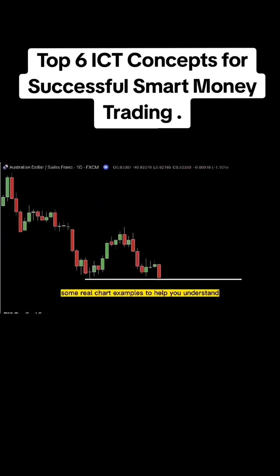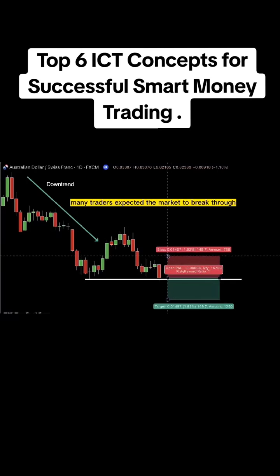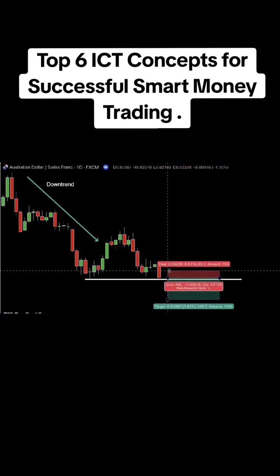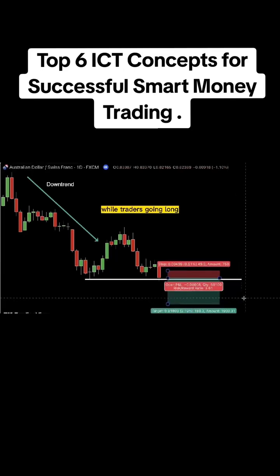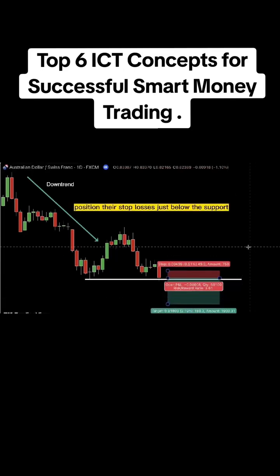Now let's dive into some real chart examples to help you understand how to identify bullish and bearish displacement in action. First, we'll look at a bullish displacement example, which occurs after a sell-side liquidity sweep. In this chart, the market was trending downward and approached a significant support level. Many traders expected the market to break through this support and continue lower. As a result, they placed short orders, while traders going long positioned their stop losses just below the support.